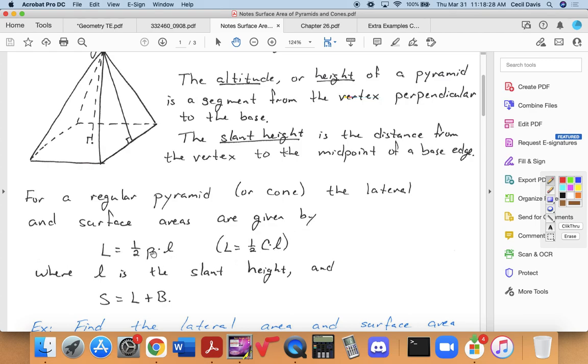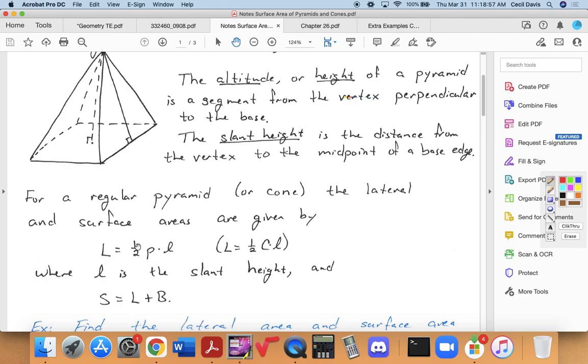So the formula for lateral area is very similar: 1/2 perimeter of the base times the slant height. Why is it 1/2? Because if you doubled it, it would be a square. What kind of a lateral face does a pyramid have? It's a triangle. The lateral face of a pyramid is a triangle. What's the area formula for a triangle? 1/2 base times height. That's why it's got a 1/2 in it.